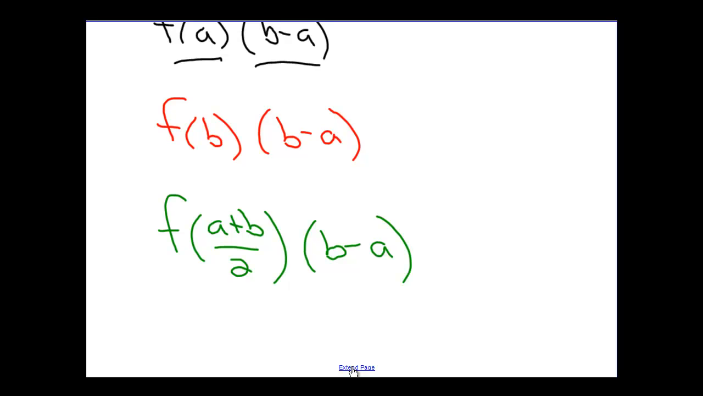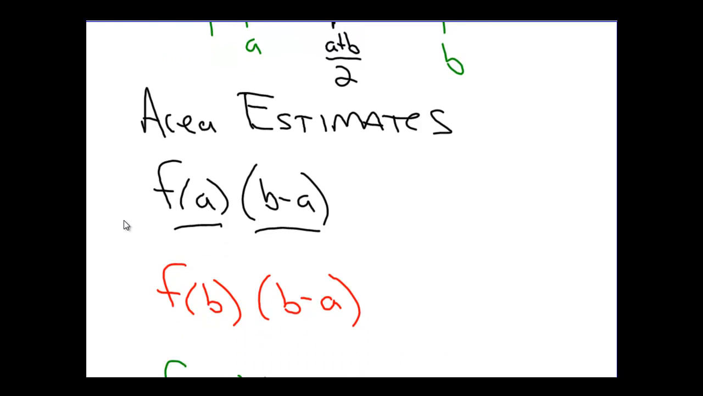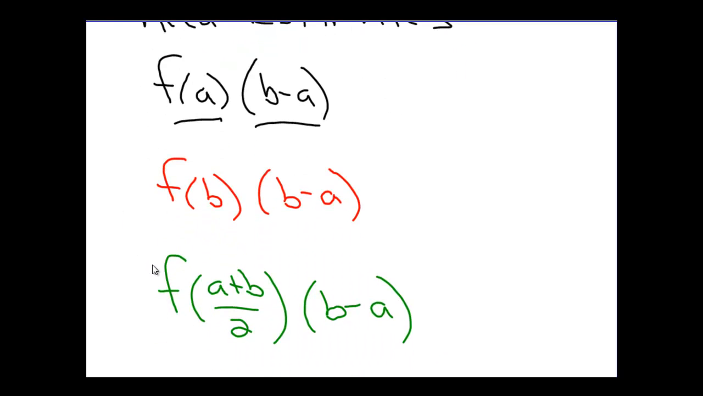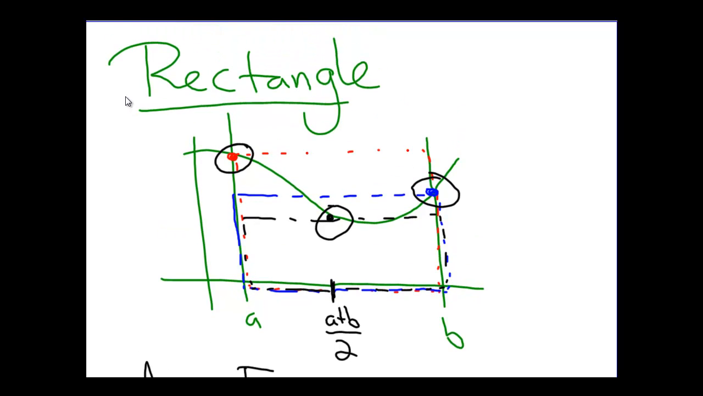So here we came up with three different possibilities for the area estimate of our function. We could do things like average these together, or some other method to try and come up with a more reasonable estimate or reduce our error somehow. But this is also a very scalable method, right?